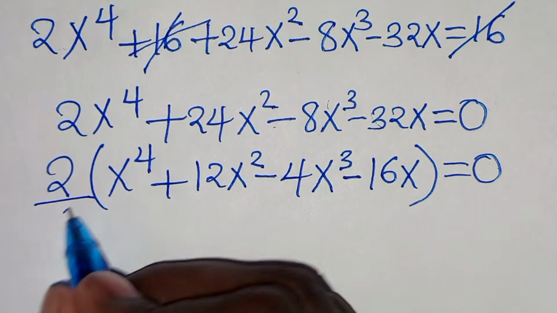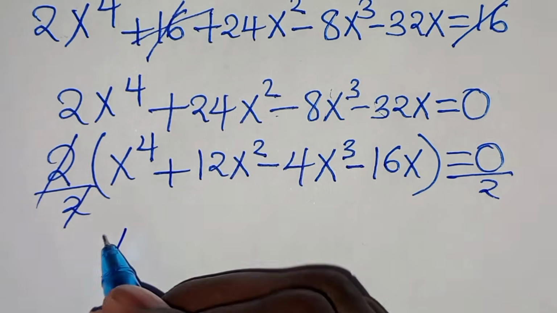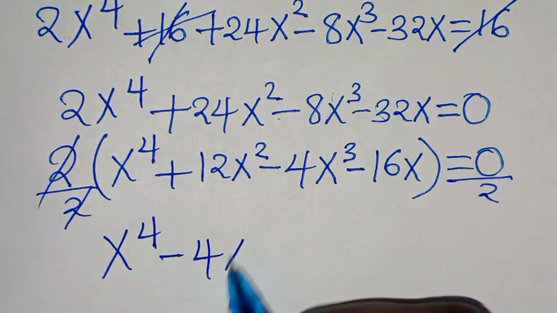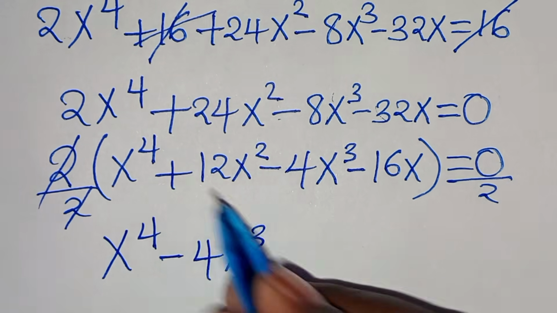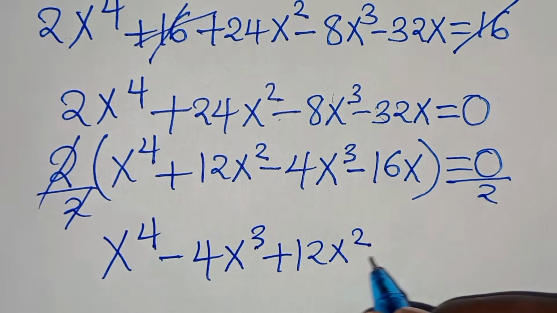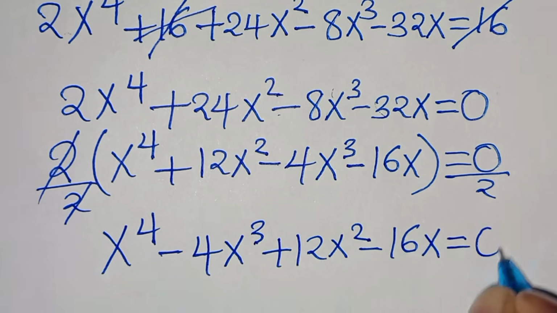So let's divide both sides by 2. And this implies we have x to the power of 4 minus 4x to the power of 3 plus 12x squared, then minus 16x. This is equal to 0.